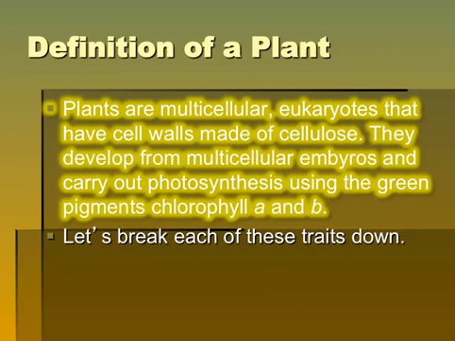Here is the definition of a plant we will be working on for the rest of this unit. Plants are multicellular eukaryotes that have cell walls made of cellulose. They develop from multicellular embryos and carry out photosynthesis using the green pigments chlorophyll A and B. Let's break each of these traits down.